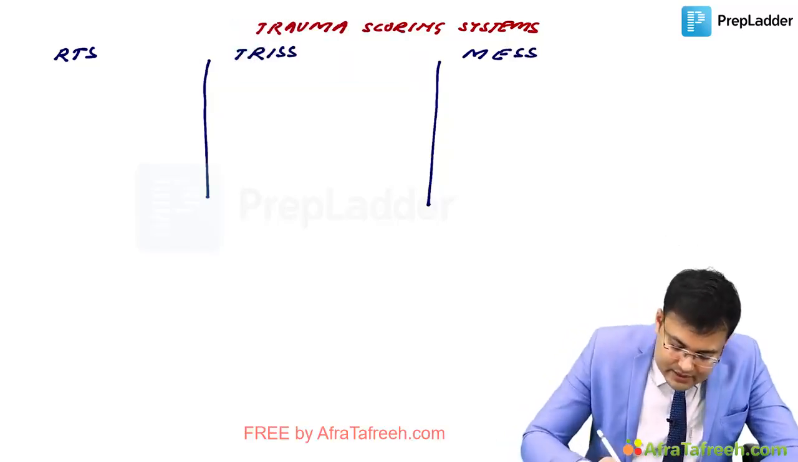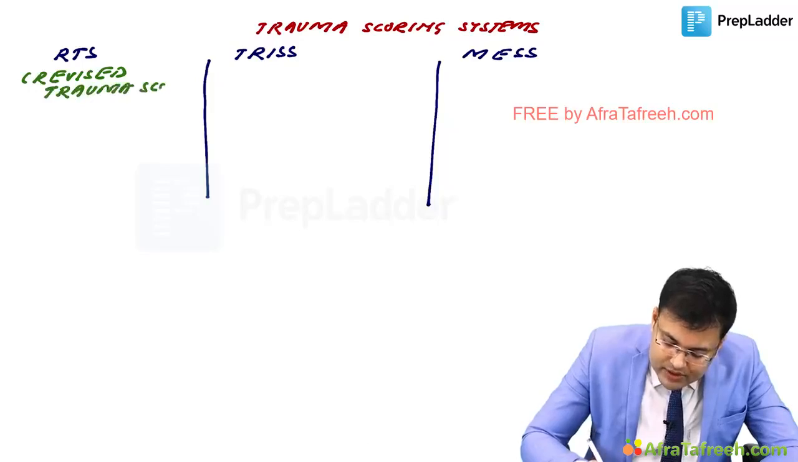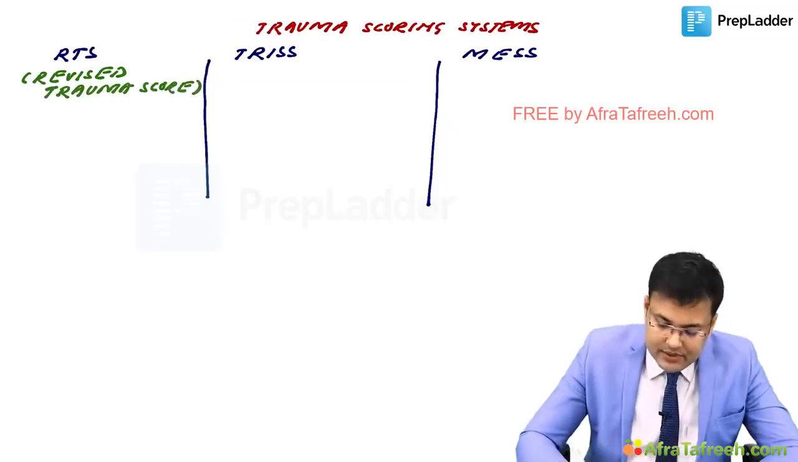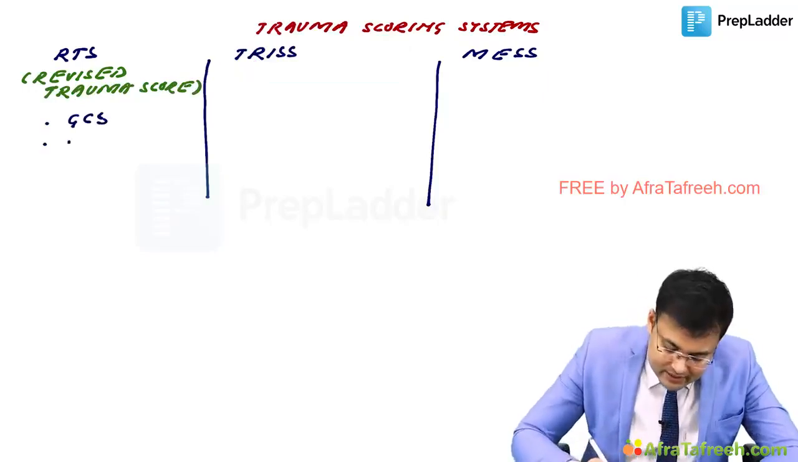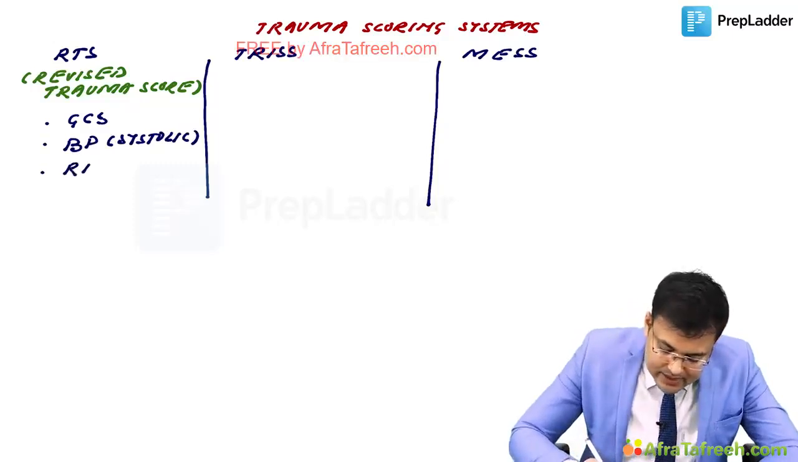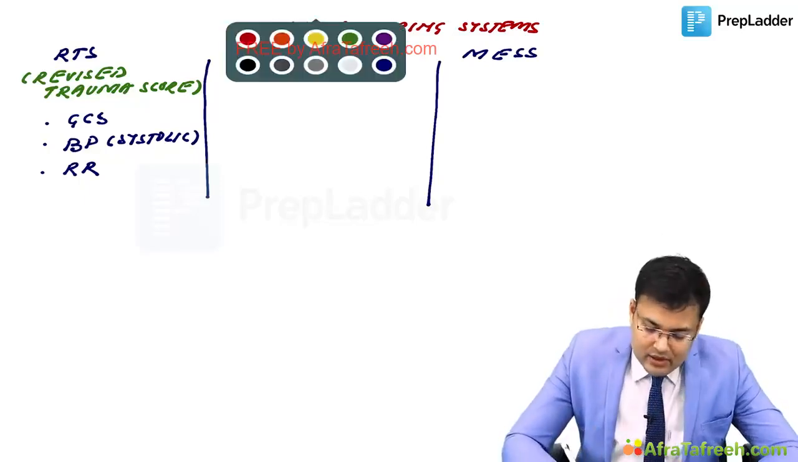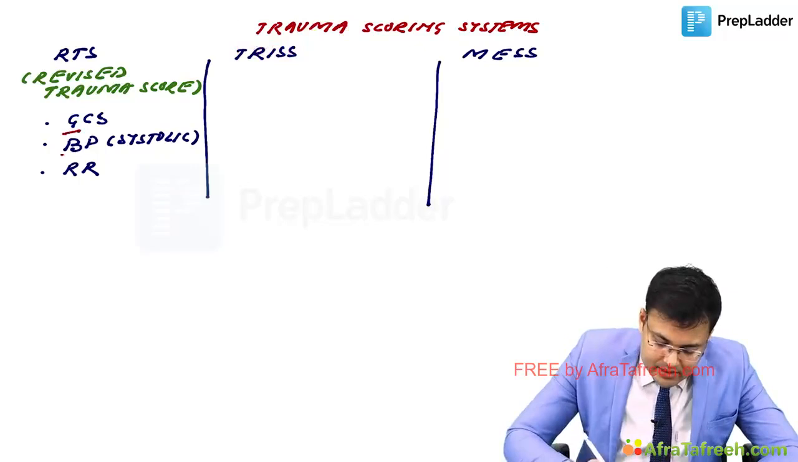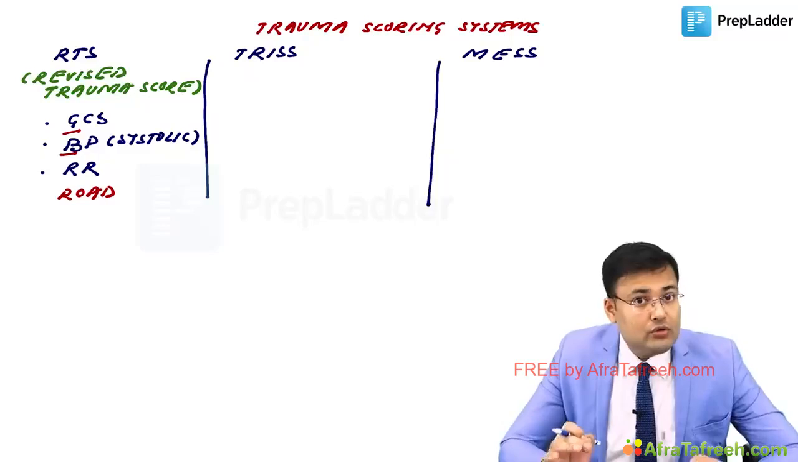This is revised trauma score. What are the components of revised trauma score? First, GCS, Glasgow Coma Scale. Second, blood pressure. What kind of blood pressure? Systolic. And third is the respiratory rate. Clear? GCS, blood pressure, respiratory rate. It's very easy to remember. The mnemonic is GB road. Don't go to this road.